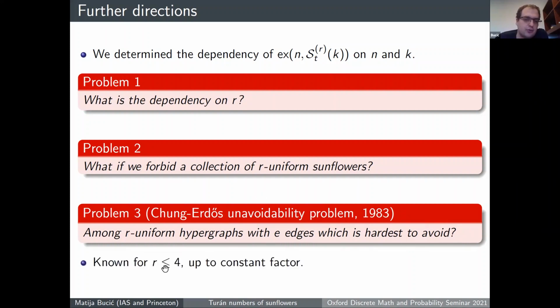And this was solved for the 2 and 3 uniform case up to a constant factor by Chung and Erdős. And we solved it in this paper a couple of years ago in the 4 uniform case. Understanding these sunflowers is a first step you really need in order to solve this problem. So now this step is done, and this is somehow also a bit more approachable than before.